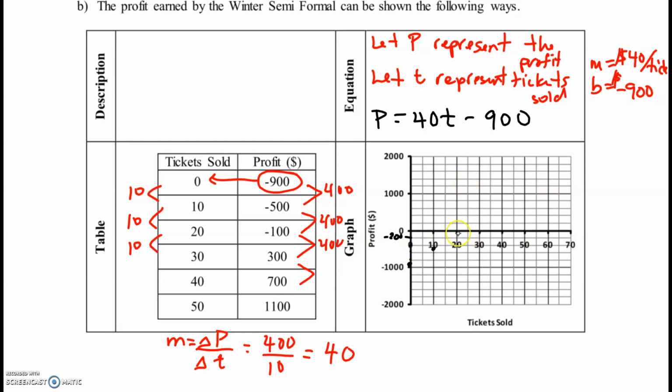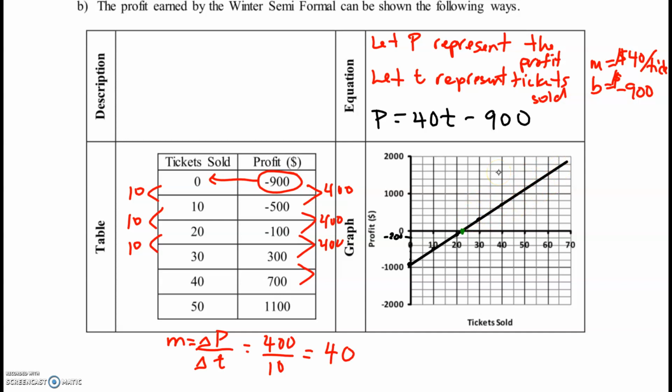So that would be here between negative 4 and negative 6. 20 is negative 100, which is here. 30 is at 300, so that's 2, 4 would be in the middle. 40 is at 700, 2, 4, 6, 8, so 700 is there, and that's enough points to draw my line. So let's go ahead and we'll draw our line. Okay, so what this tells us is that if they sell just over 20 tickets, then they'll break even. They'll recuperate that 900, and then after 20 tickets, that's all profit that they're going to be getting.